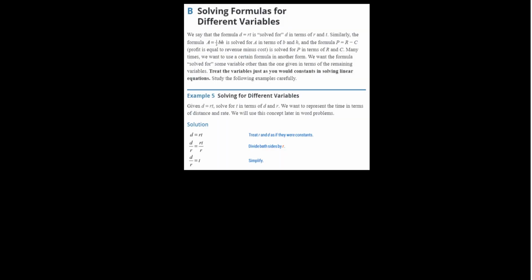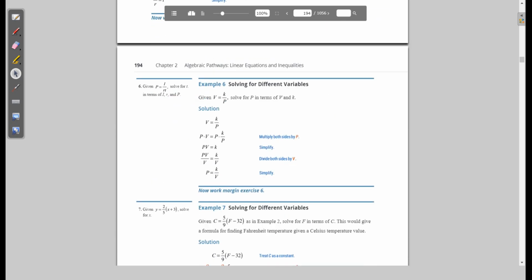So in the example, given d is equal to rt, so that's distance equals rate times time, solve for t. We want to represent the time in terms of distance and rate. So we just want to solve for t. If we have d is equal to rt, we want to solve for t, well, we divide both sides by r. And that's it. We just divide both sides by r, and we get d over r is equal to t. All right, I think that's pretty easy. Let's go to example 6, and certainly that would be a little bit tougher. Maybe not. It looks pretty short.